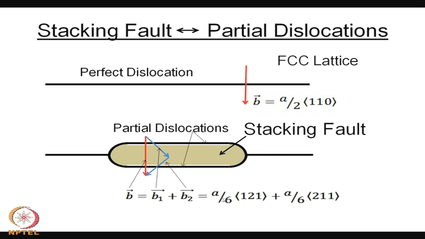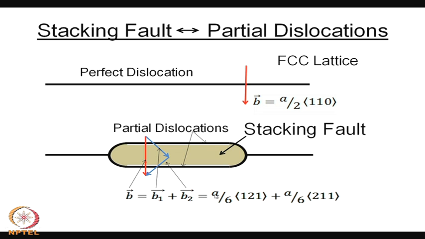Okay. So, these are the two Burgers vectors B1 and B2, a by 6 [1 2 1] direction and a by 6 [2 1 1] direction. These are the Miller indices of the directions, I hope you are aware of that. So, this is the [1 1 0] direction, instead it has been resolved into the [1 2 1] direction and [2 1 1] direction.